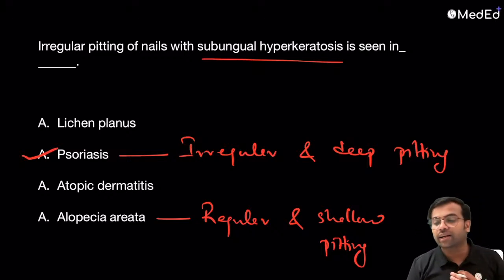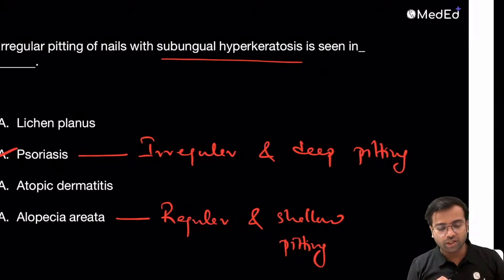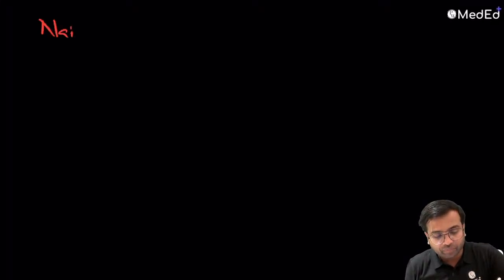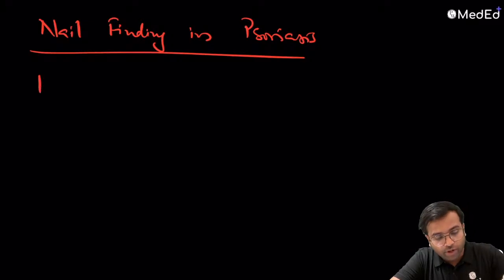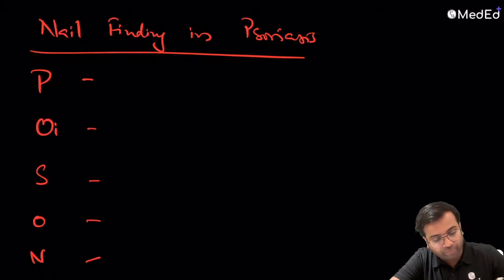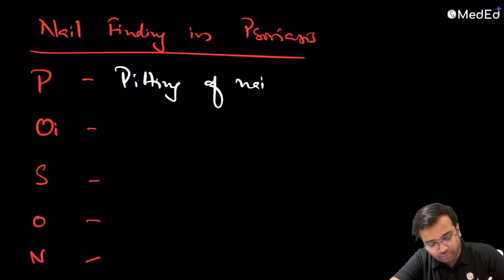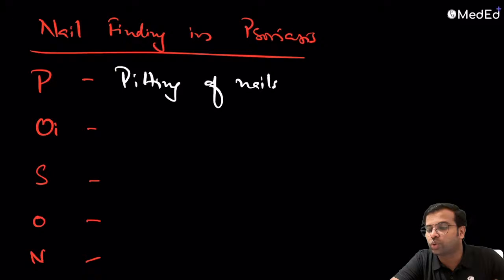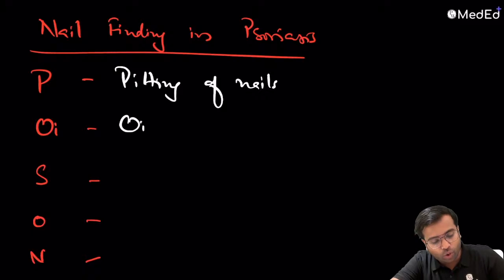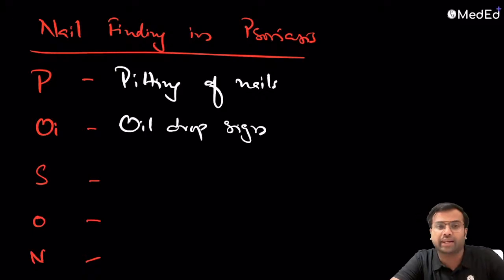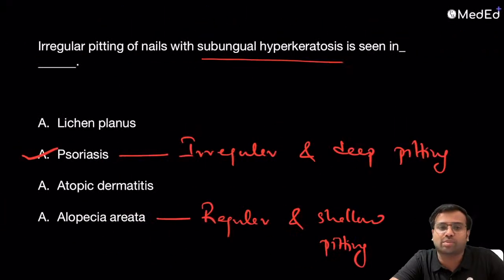In the chat box, Priya is saying correctly that you can remember it as poison. So let us quickly write down the nail findings in psoriasis. I completely agree with Priya. You can remember it as poison. So what is poison? P stands for pitting of the nails. And what is OI? I'll give you a clue that OI is the most specific nail finding in psoriasis. OI means oil drop sign. What is S? S is what we have in this MCQ.